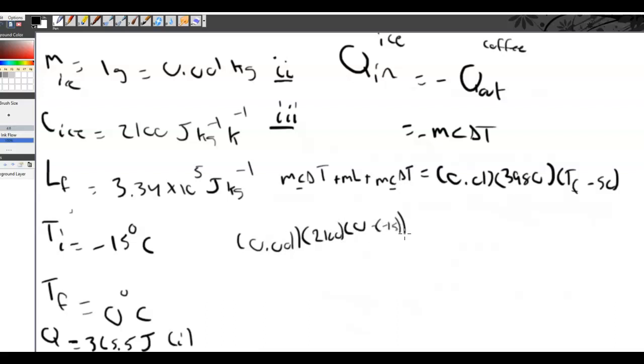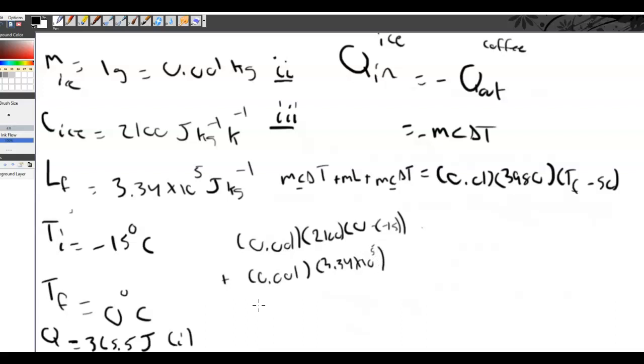You might say, well, wait, shouldn't it be T final instead of 0? No, because the ice does not go past 0 degrees Celsius. The ice stops being ice after 0 degrees Celsius. So the temperature change for the ice hasn't changed. Neither has the other term, the ML term. We have 0.001 times 3.34 times 10 to the 5.